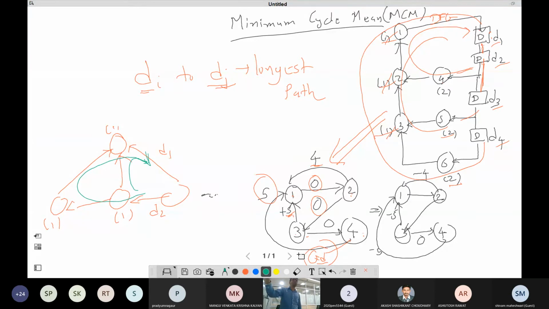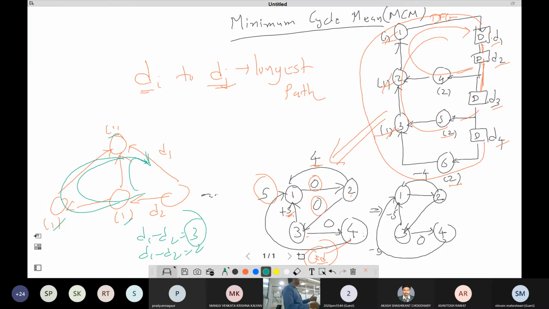But the longest path will be this, where I have 1 plus 1 plus 1. So D1 to D2, I can reach it with 3, as well as D1 to D2, I can reach it with 2. So I will consider this path and I will assign a weight for the D1 to D2 relation as 3. So you need to consider the longest path. As we need to consider the longest path, then most probably you will find only a unique value.